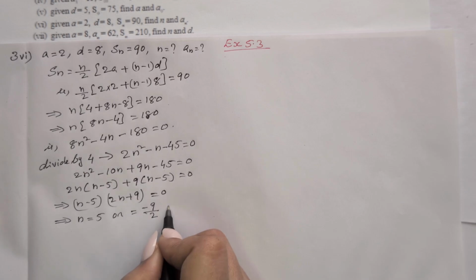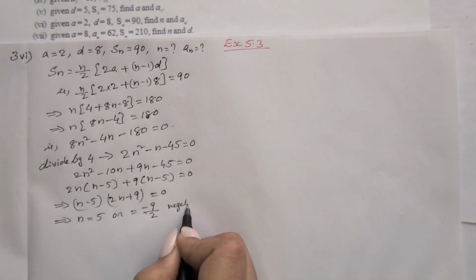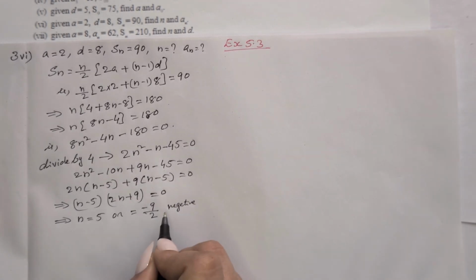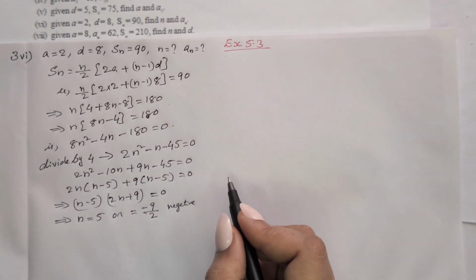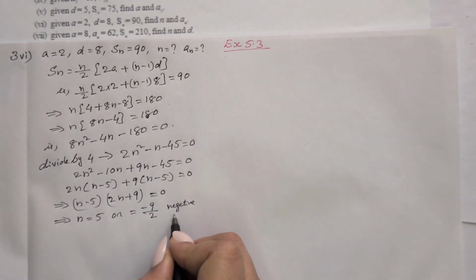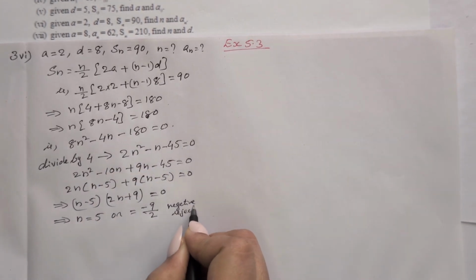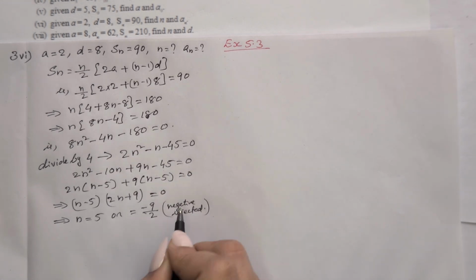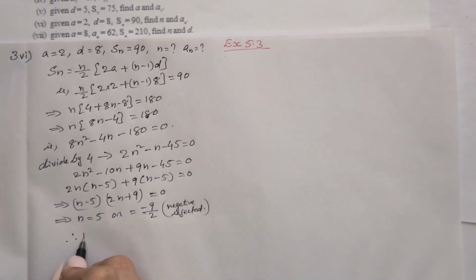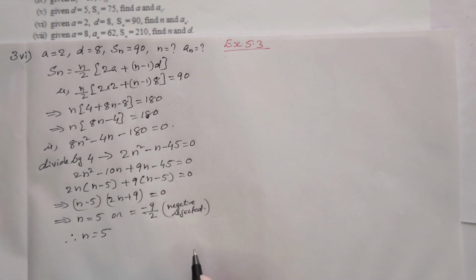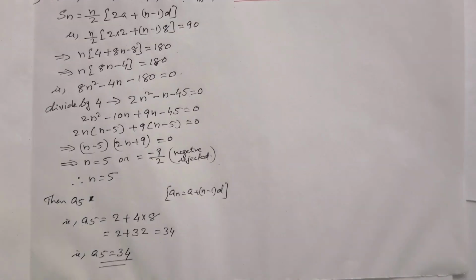So here it's a negative number. The number of terms cannot be negative, so it is rejected. Therefore we can write n is equal to 5. So n is equal to 5, then A5, for that an is equal to that formula, put the values there, we will get A5 is equal to 34.